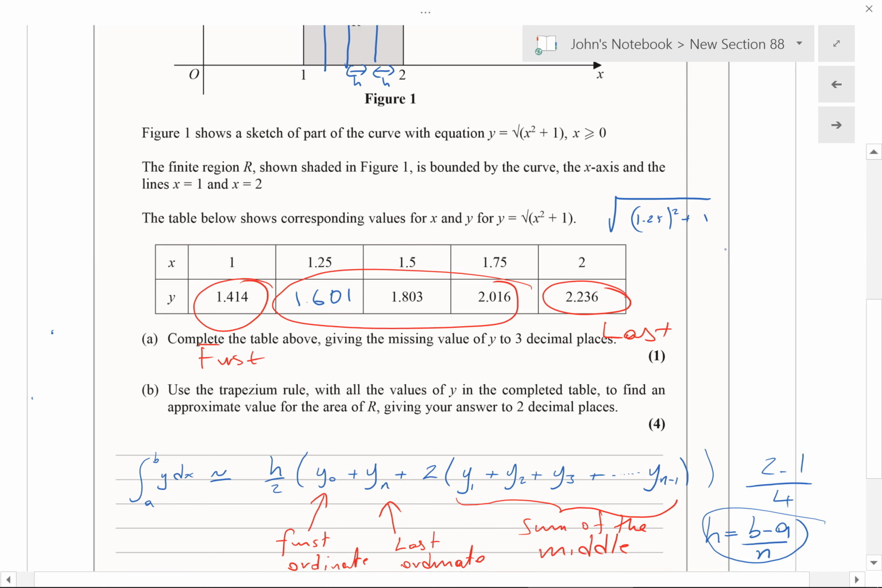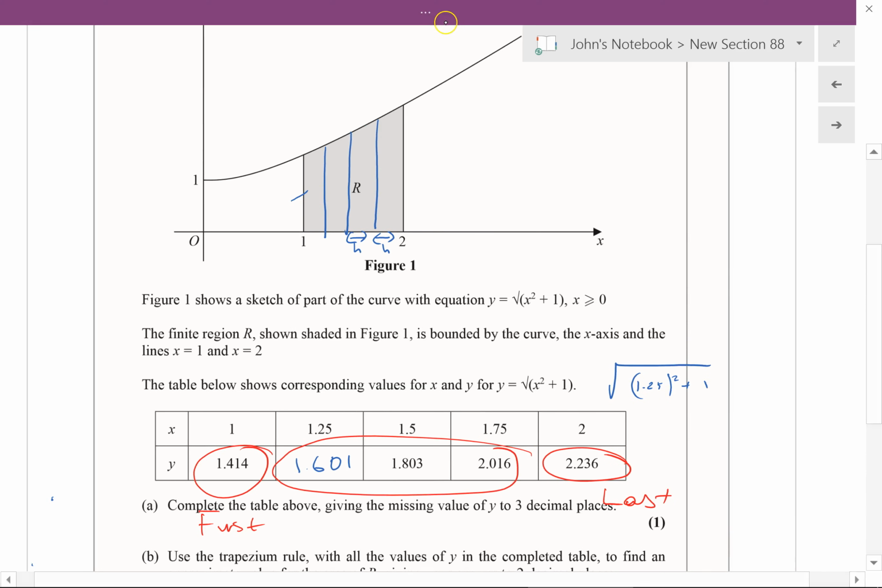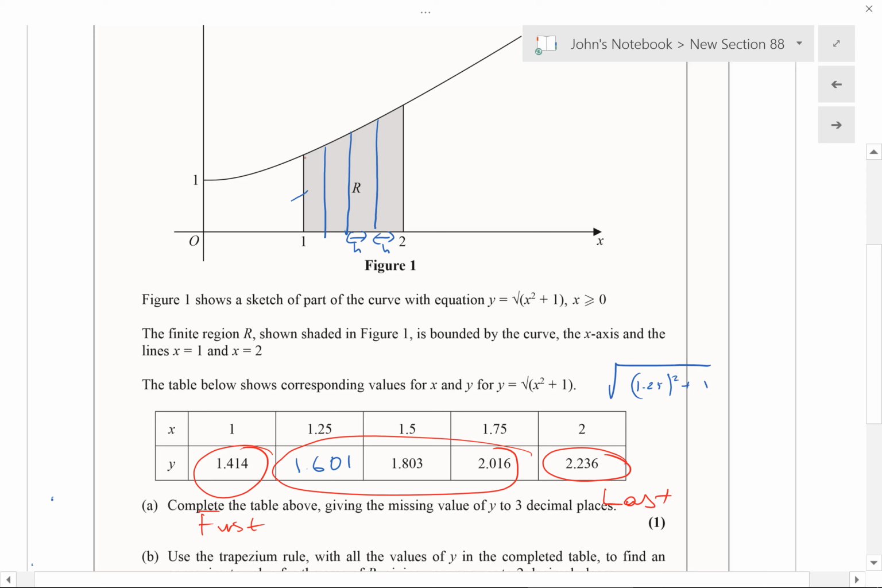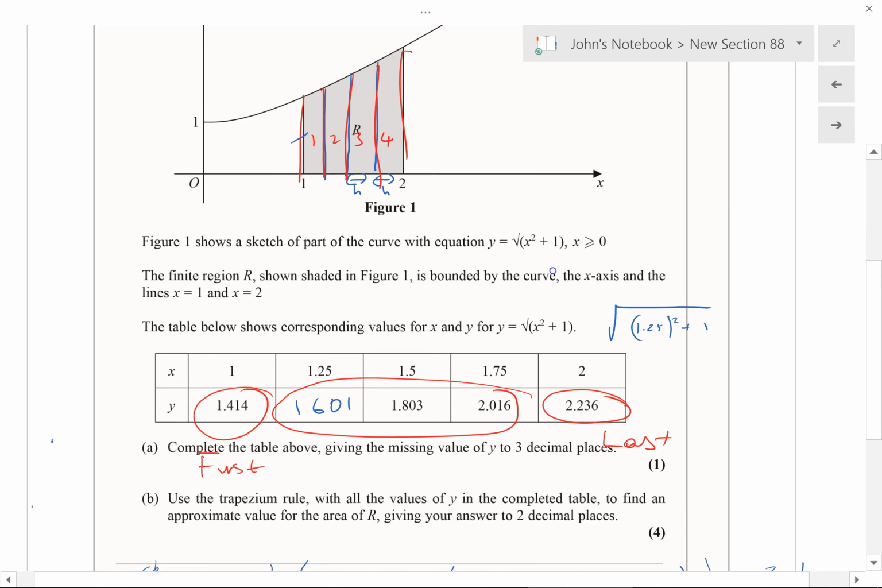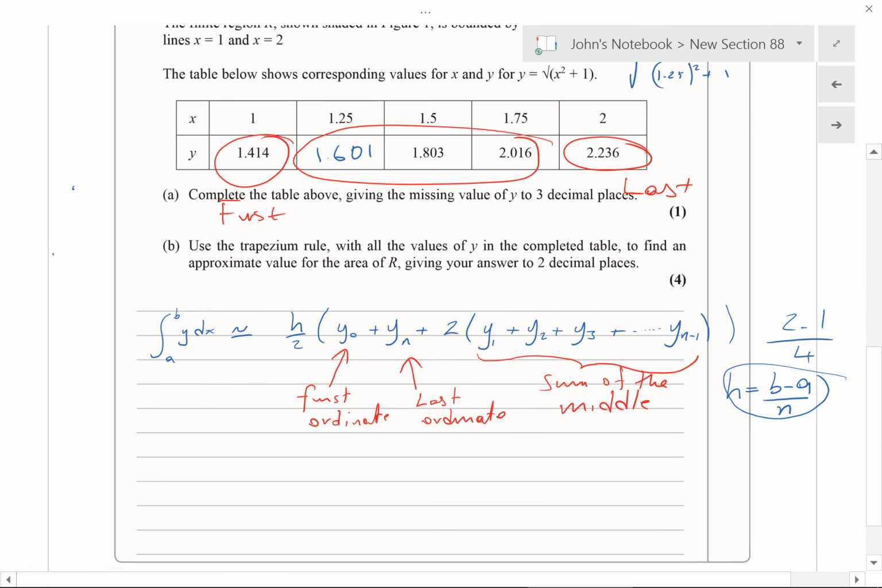Then there are the trapeziums. We can see the ordinates are these vertical lines here: 1, 2, 3, 4, 5. But we've only got 4 trapeziums. Anyway, I think you probably think I'm going on too much about this, but it is something that occasionally people get mixed up with. So this formula is rarely used, particularly if we have a table, because we can see h is 0.25 here.